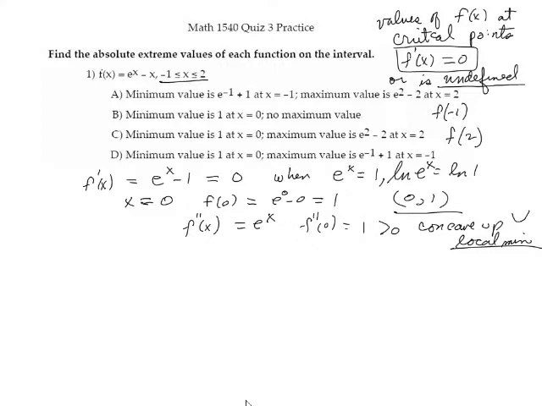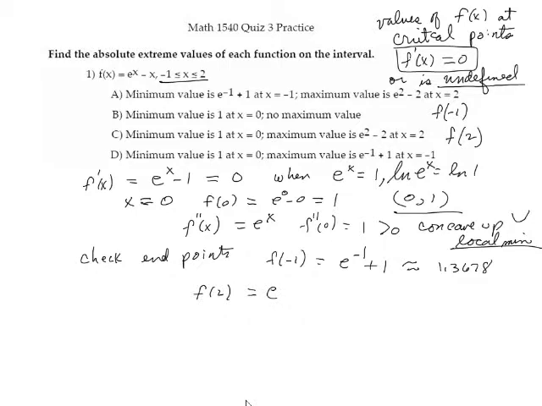Now we need to check the endpoints. F of minus 1 equals e to the minus 1 plus 1, which is approximately 1.3678. And we'll check f of 2, which is equal to e squared minus 2. It's approximately equal to 5.39.